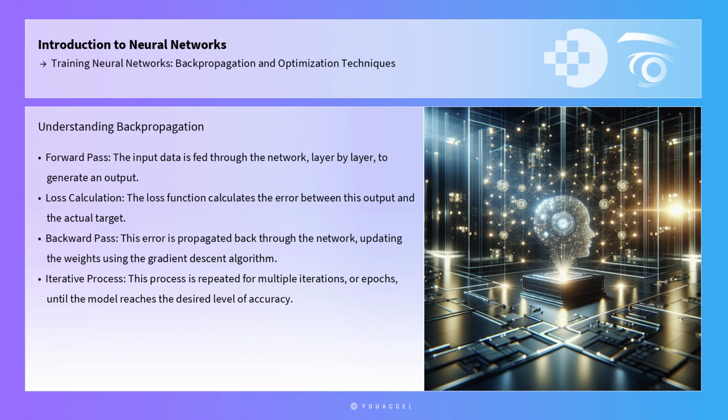Backpropagation works by propagating the error backward through the network. It involves two main steps: forward pass and backward pass. In the forward pass, the input data is fed through the network, layer by layer, to generate an output. The loss function then calculates the error between this output and the actual target. In the backward pass, this error is propagated back through the network, updating the weights using the gradient descent algorithm. This process is repeated for multiple iterations or epochs until the model reaches the desired level of accuracy.